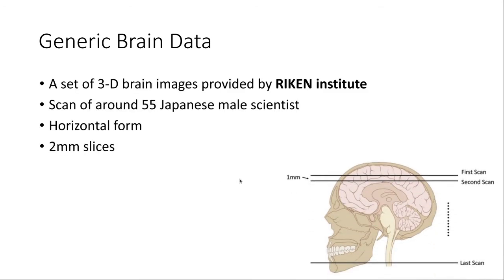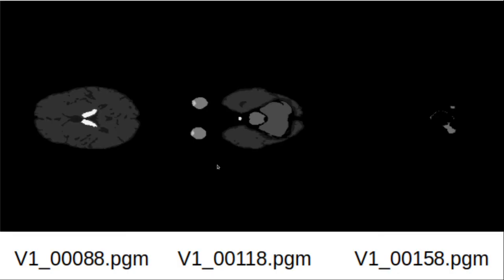I used the brain data provided by Riken Institute, which is a set of brain data from the MRI scan of 55 Japanese male scientists in the interval of 2 millimeters every single slice. These are examples of some slices of the provided brain data.